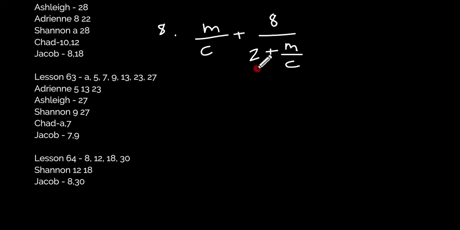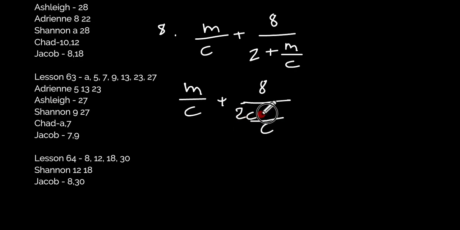Alrighty, so we need to find a common denominator of the denominator of the complex fraction. So m over c plus 8, the common denominator is c, so we need to take the 2 times the c so we can put it over the c, plus m. Alright, now we're going to flip this fraction over, so we're going to have m over c plus 8c over 2c plus m.